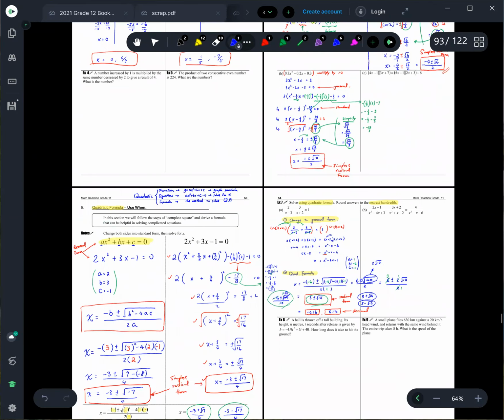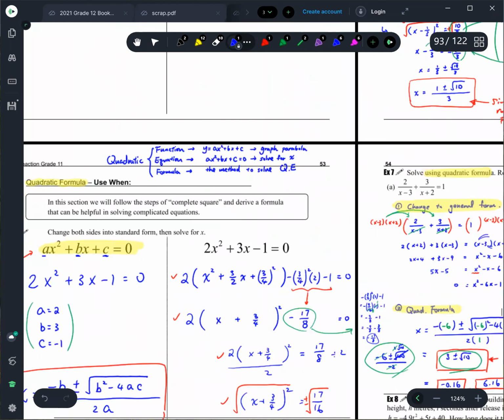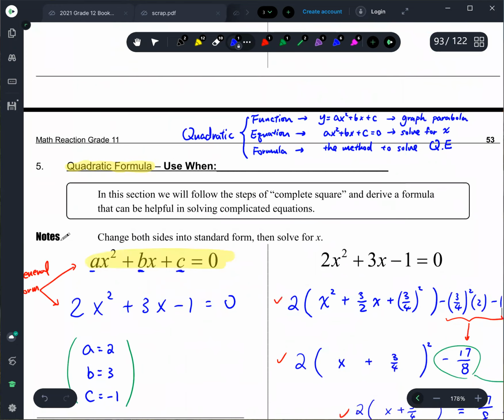Okay, so before the break, we finished all the methods. Now we need to fill in when do we use the quadratic formula. You can copy this down. We use it when it's not factorable. Of course, you have other methods. So you'll use it when the question is not factorable.